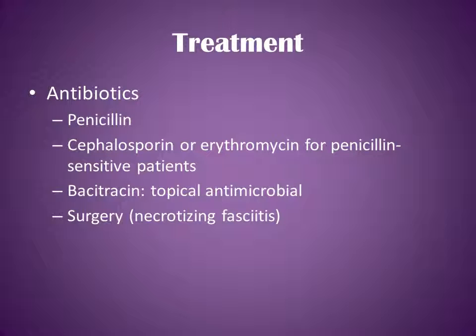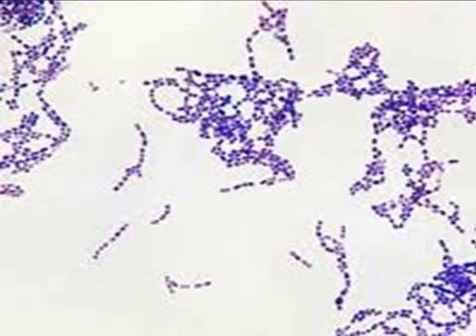Finally, the treatment for an infection caused by S. pyogenes includes the use of antibiotics. Penicillin is effective against Streptococcus pyogenes, but for those who are sensitive to penicillin, cephalosporin and erythromycin may be used. In addition, bacitracin is a topical antimicrobial effective against S. pyogenes on the skin. And as I mentioned before, surgery may be required in a case of necrotizing fasciitis.